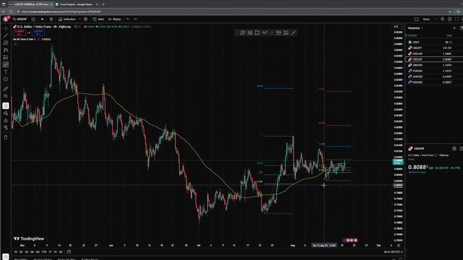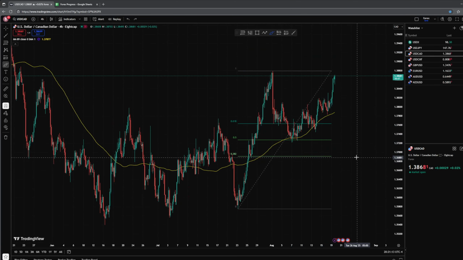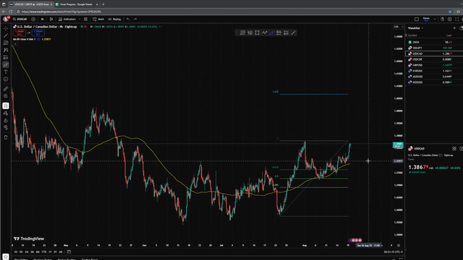And once again, notice in this area, guys, the price is behaving very closely to the yellow moving average line. That is a sign of a weak trend. Okay, so let's write it down.